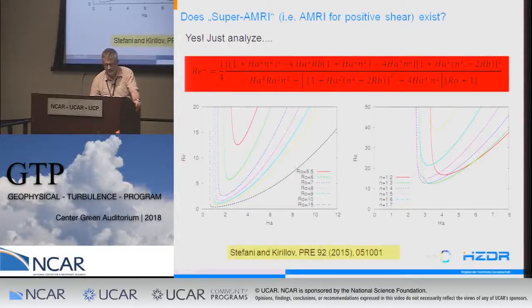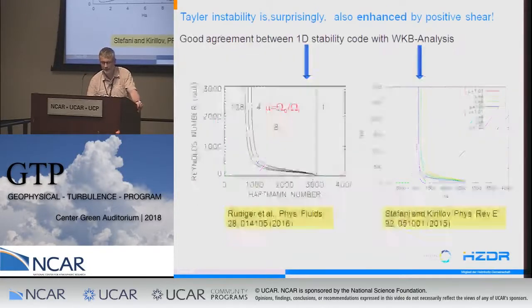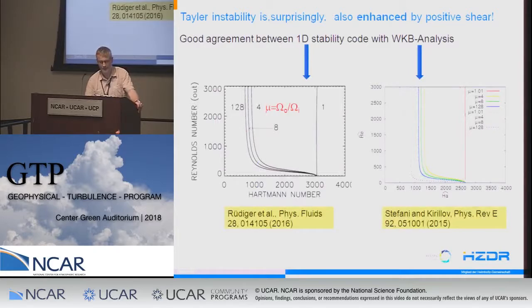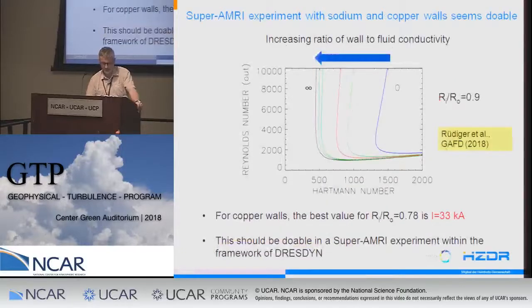I have to speed up a little bit and have to say that not only super helical MRI for positive shear exists, but also super azimuthal MRI we have shown with Oleg Kirillov in WKB, and this was even confirmed then in 1D simulations by Günther Rüdiger.